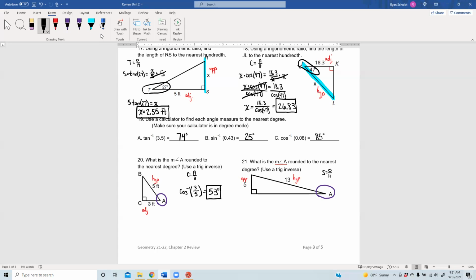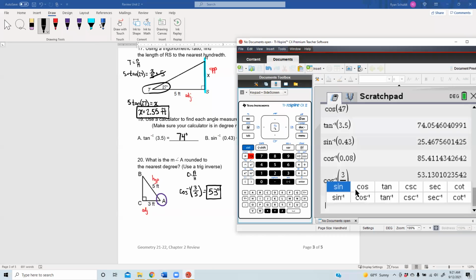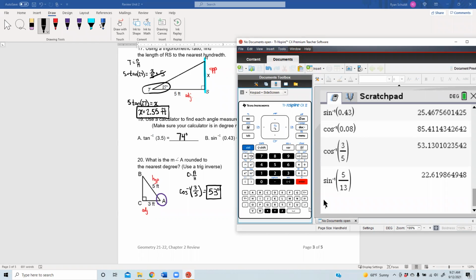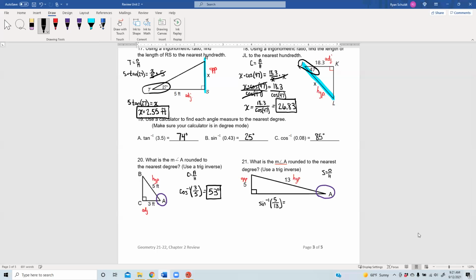So it says use a trig inverse. So I need to do sine inverse of 5 over 13. 23 degrees, basically. Okay, that's doing trig inverse.